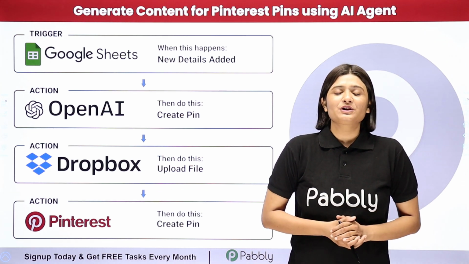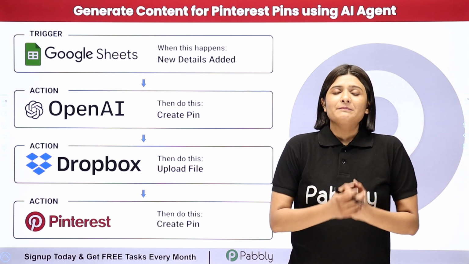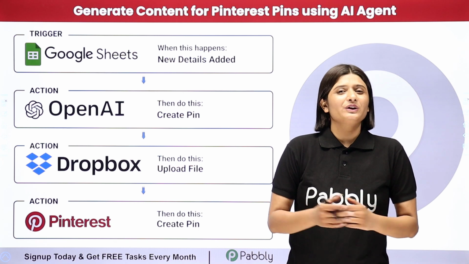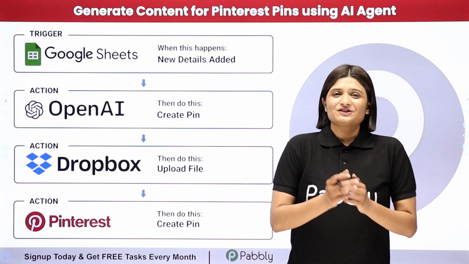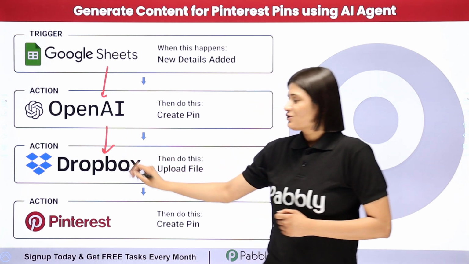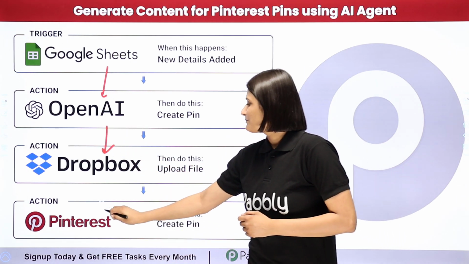and to do this automation I'm going to use Pabbly Connect. So Pabbly Connect is an amazing automation and integration software which requires no coding or programming skills. Here I just need to build connection between Google Sheets, OpenAI, which is my AI agent, Dropbox and Pinterest.